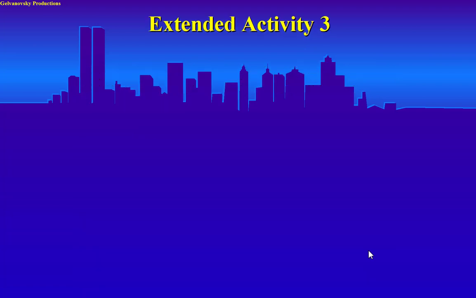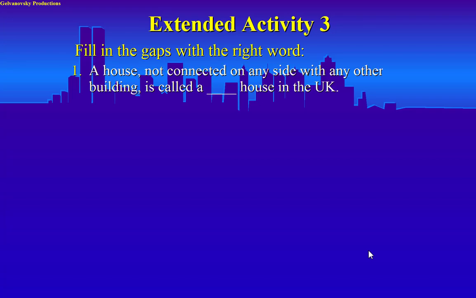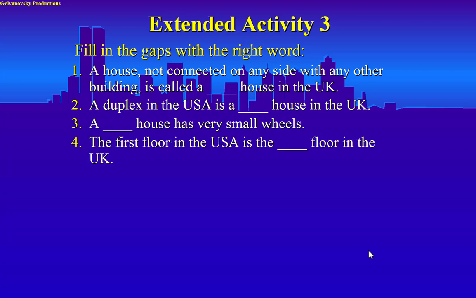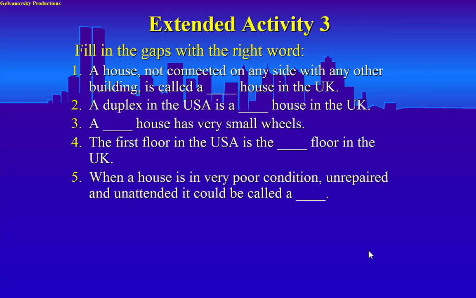This is the last extended activity, 3. You'll have to fill in the gaps with the right word. 1. A house not connected on any side with any other building is called a gap house in the UK. 2. A duplex in the USA is a gap house in the UK. 3. A gap house has very small wheels. 4. The first floor in the USA is the gap floor in the UK.